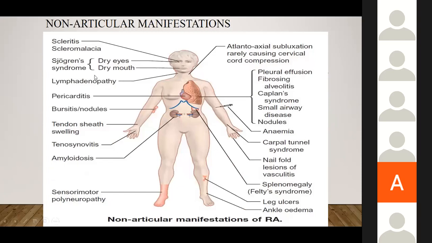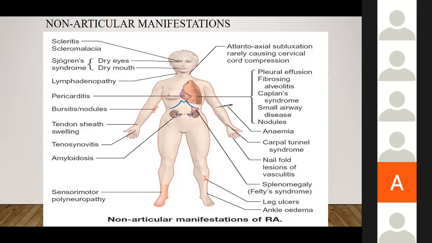Your non-joint or your extra articular manifestations, you can see from here all the way. So you can have issues with the eye, so the scleritis. They can have dry eyes, or we call Sicca syndrome or Sjogren syndrome. They have lymph nodes. Because of the issues with the bone, they can compress their spinal cord and they can have paralysis. The lungs, you can see pleural effusion and fibrous bronchiolitis. They have what we call Caplan syndrome of the lung. You should just read about it.